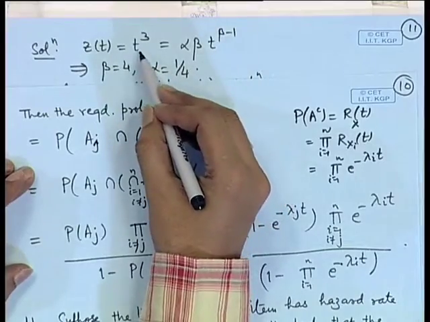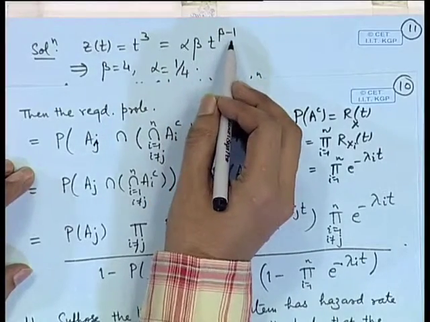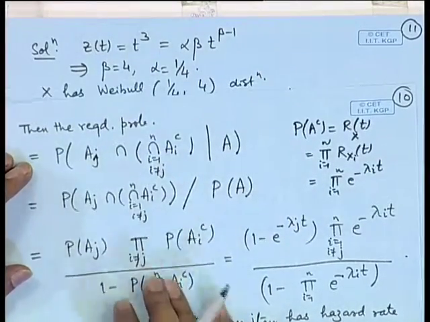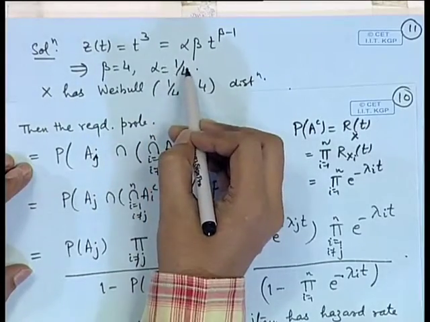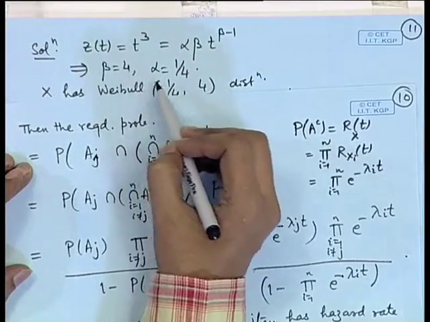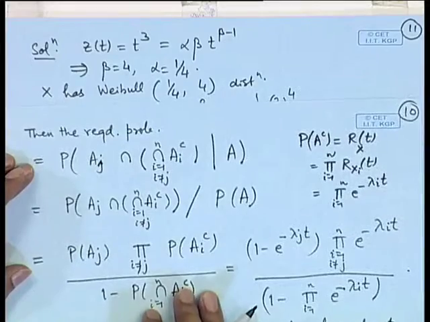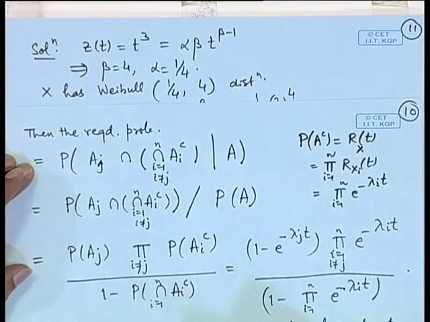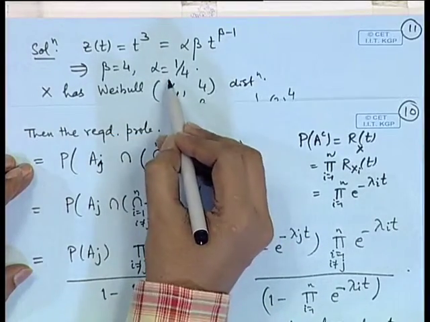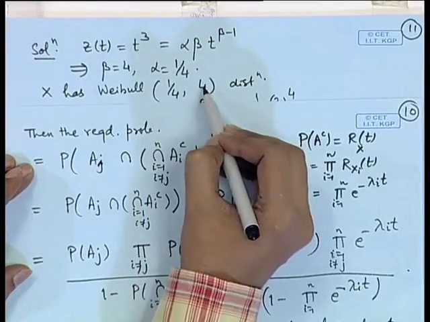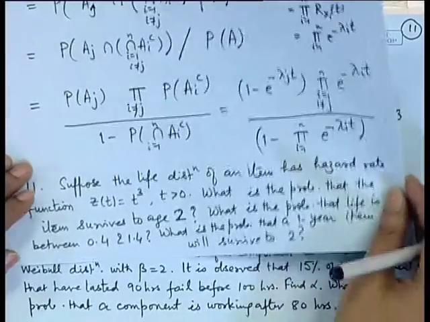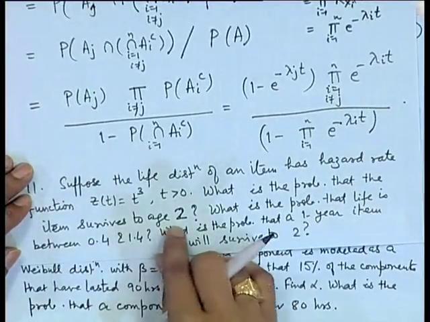If we compare it with alpha beta t to the power beta minus 1, it gives alpha equal to 1 by 4 and beta equal to 4. That means the life of the item has a Weibull distribution with parameters alpha equal to 1 by 4 and beta equal to 4. So, what is the probability that the item survives to age 2?